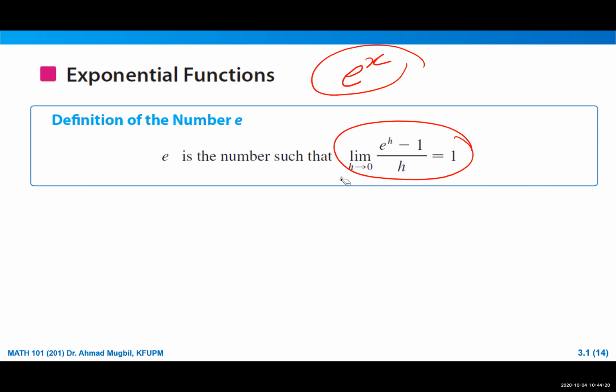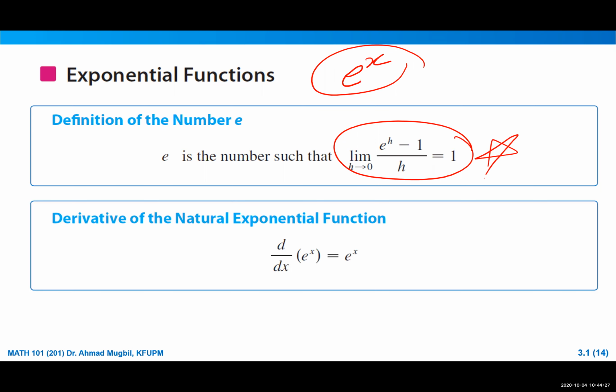So now we will use this to find the derivative of the exponential function. What is good about this function is that its derivative is itself. No other function in the world has this property, that its derivative is itself. Only e to the power x. Its derivative with respect to x is e to the power x. Why and how? We will see now.